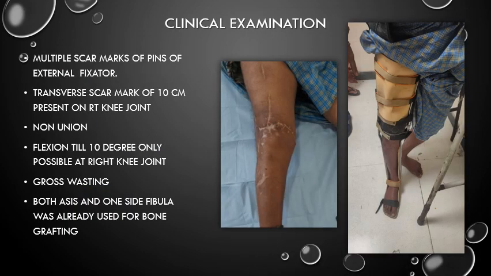So this was the presentation and the patient presented to us. The patient was having multiple scar marks of the pins and external fixator and the original wound over the anterior aspect of the knee and thigh, involving the quadriceps tendon, and there was persistent non-union and flexion was only about 10 degrees. There was gross wasting of the quadriceps, and both anterior superior iliac spine and one side fibula had already been used for bone grafting.